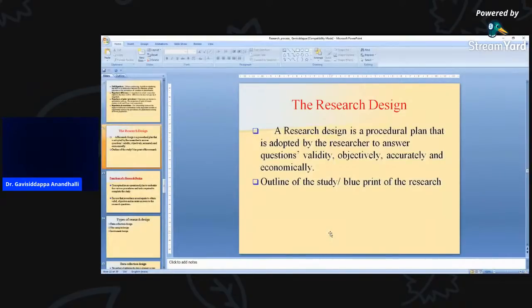So only one time we can construct, we cannot do it again and again. So if it is not good, whatever the money and energy we have invested becomes a waste. Therefore research design is a procedural plan. Plan is what? Plan is deciding in advance what is to be done in future.